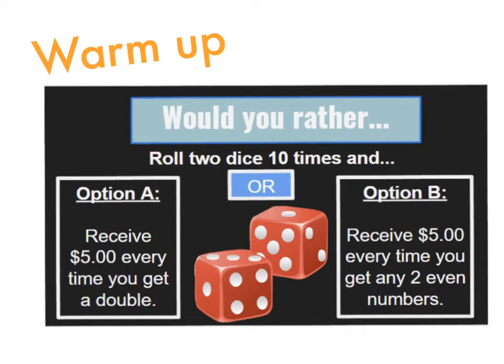But first I want you to think about this warm-up question. Would you rather roll 2 dice 10 times and have option A, receive $5 every time you get a double, or option B, receive $5 every time you get any 2 even numbers? Think back to our probability lessons. What is the probability of rolling certain numbers on number cubes? Make a decision in your mind.